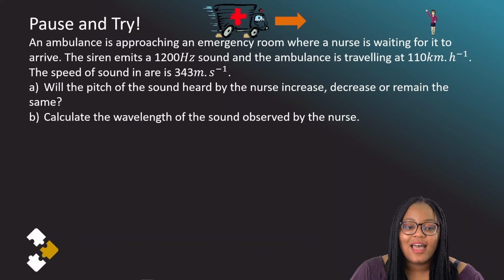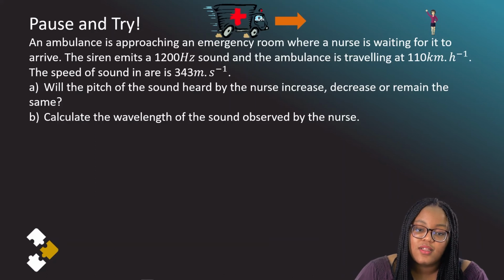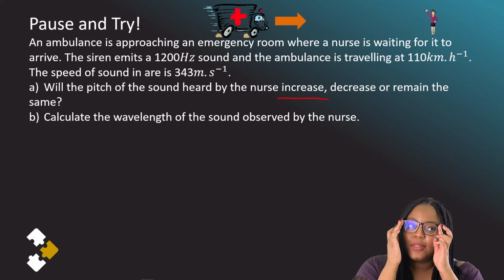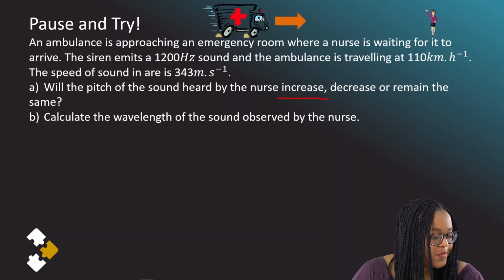Our scenario is that an ambulance is approaching an emergency room where a nurse is waiting for it to arrive. The siren emits a 1200 hertz sound, and the ambulance is traveling at 110 kilometers per hour. The speed of sound in air is 343 meters per second. The first question they've asked is, will the pitch of the sound heard by the nurse increase, decrease, or remain the same? And the answer is that the pitch of the sound will increase because the ambulance is moving towards the nurse. Question B asks us to calculate the wavelength of the sound observed by the nurse.